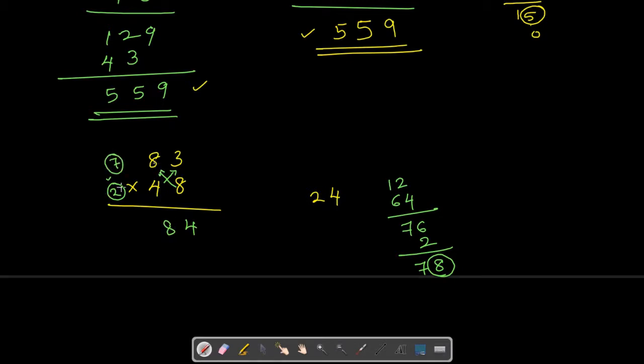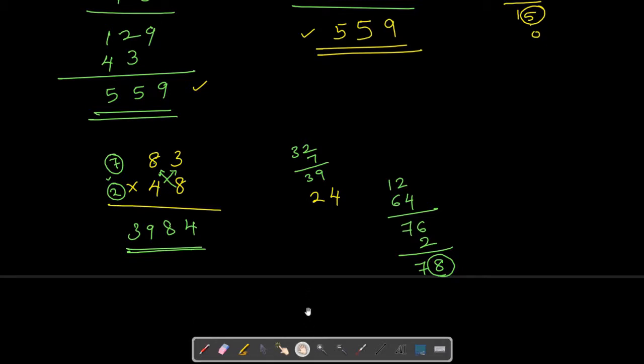Now 8 fours are 32. 32 plus 7 gives me 39. So this is my answer, 3984. Isn't it easy?